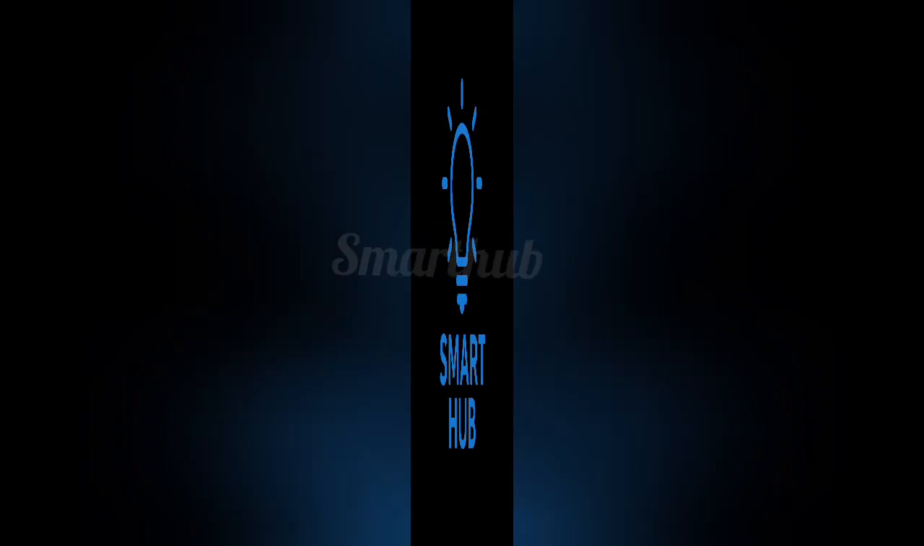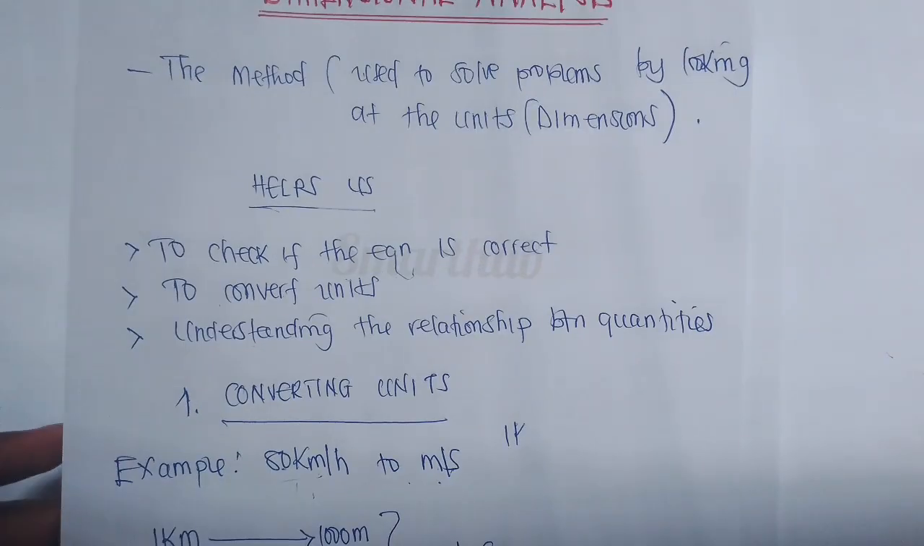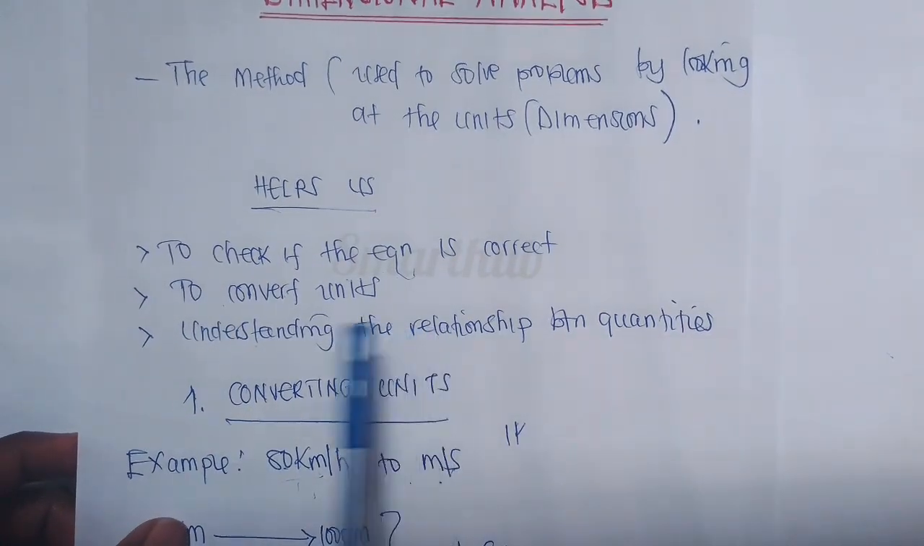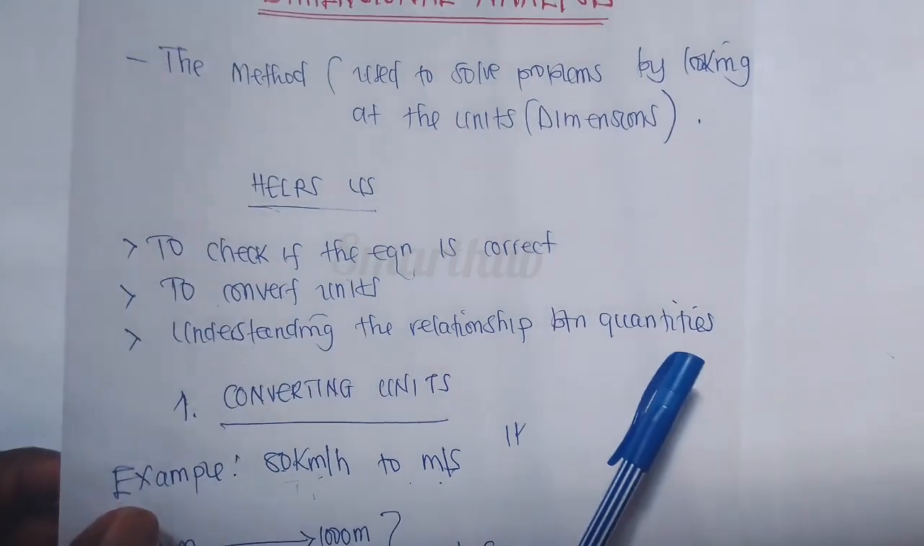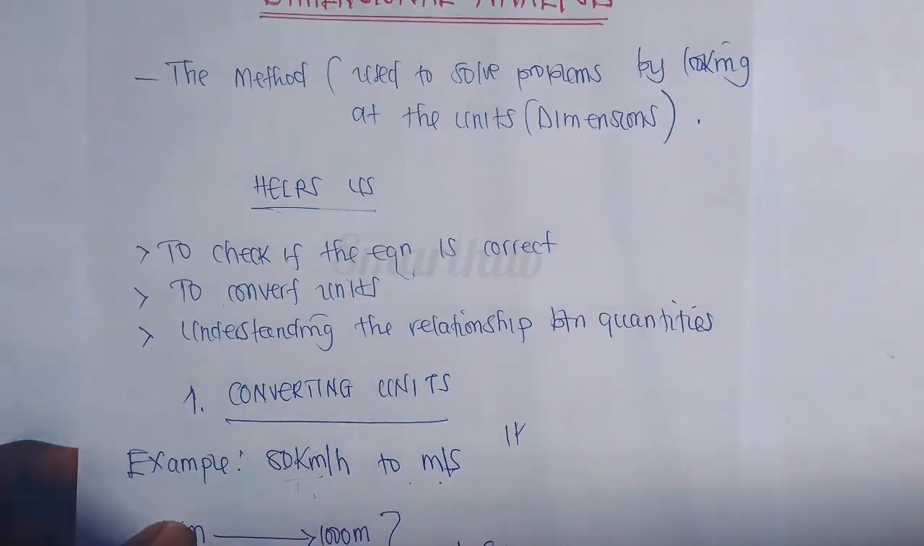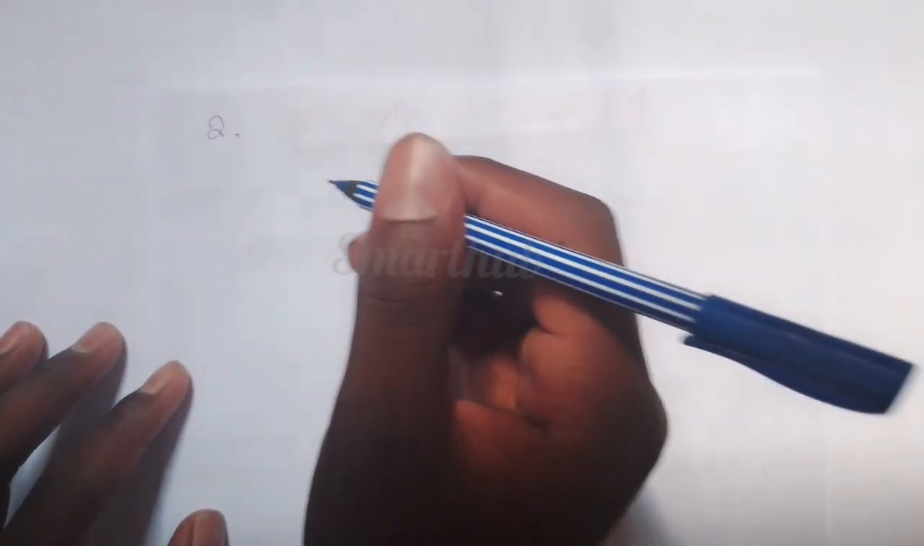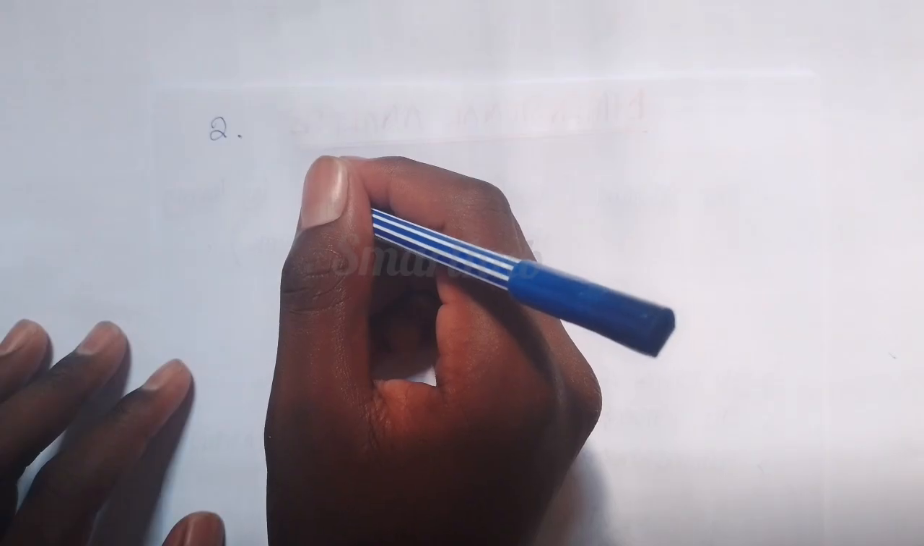So next, the one we talked about, understanding the relationship between quantities. So how do we go about this one? Okay, let's see. So number 2, talking about deriving relationships.